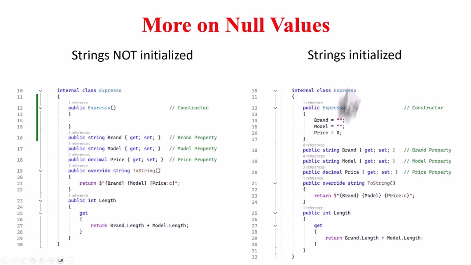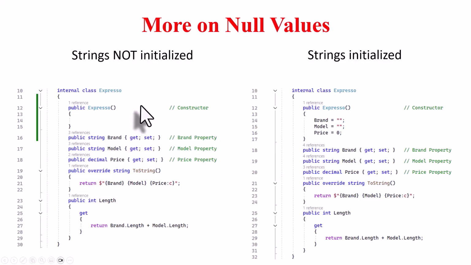Now, in the initialized version, we've actually got Expresso, with brand, model, and price sitting in here, and we're setting the brand and model with double quotes right here, and a 0 for the price. So it is being initialized, so we've got some value in there before we do the get and set and everything else. So that's what these two versions look like.